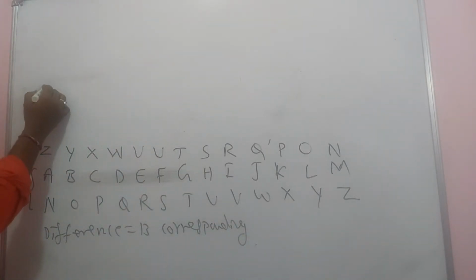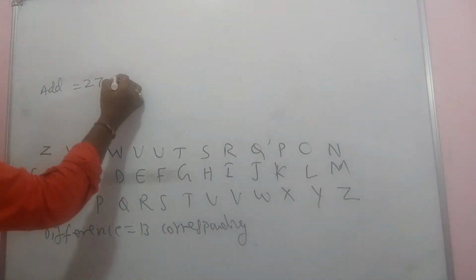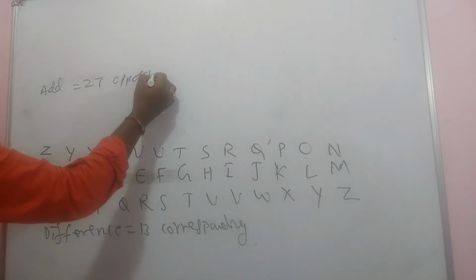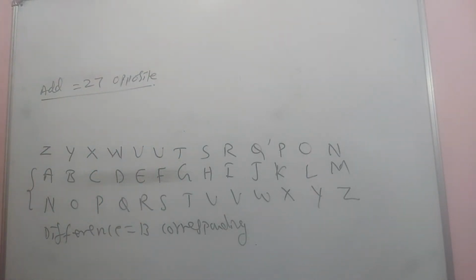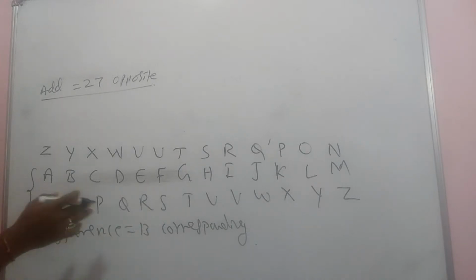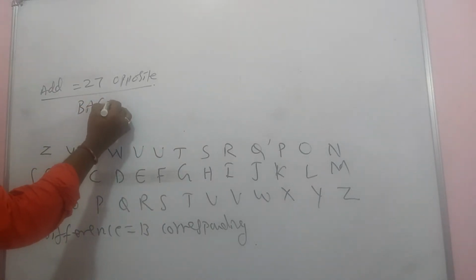If the addition of any two letters gives 27, they are called opposite letters. Many examinations ask questions based on this. For example, suppose you take the word bag. What is bag coded as?